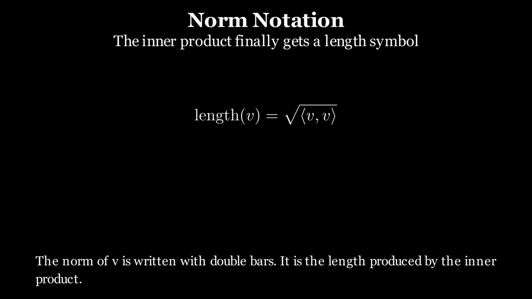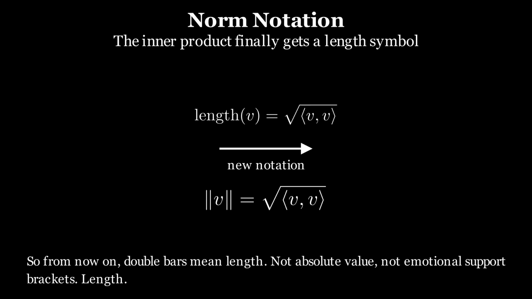The norm of V is written with double bars. It is the length produced by the inner product. So from now on, double bars mean length. Not absolute value, not emotional support brackets. Length.